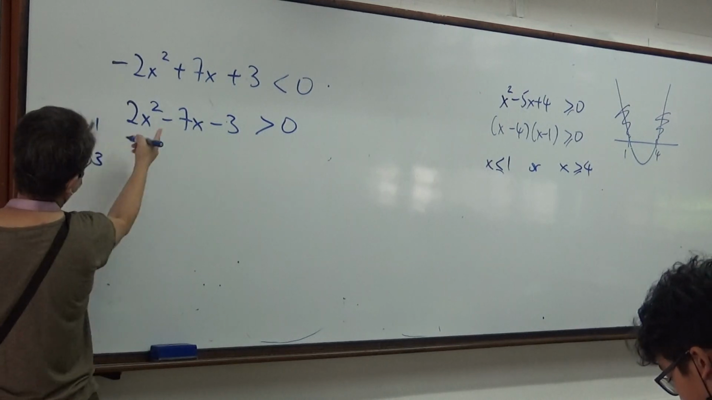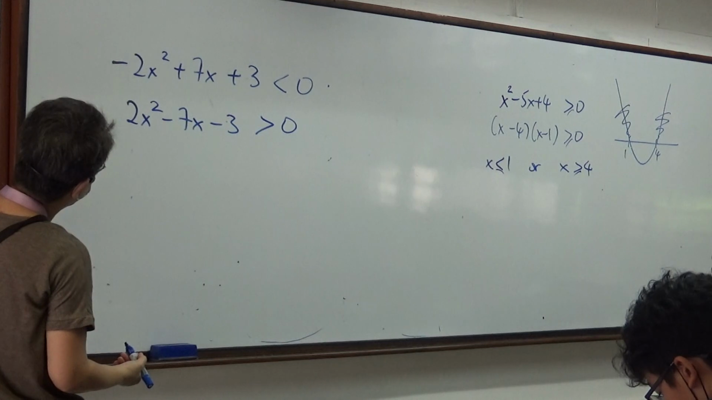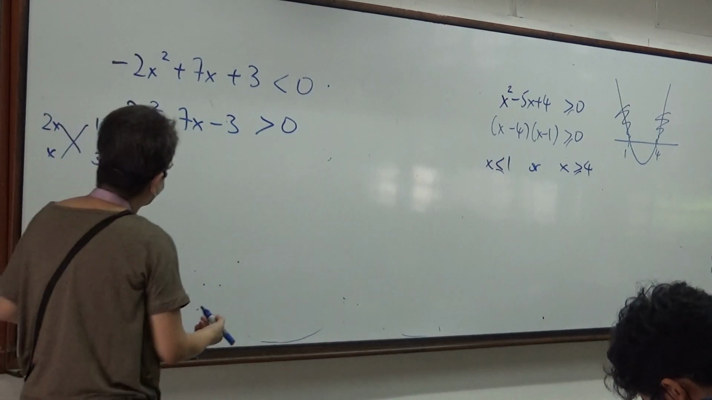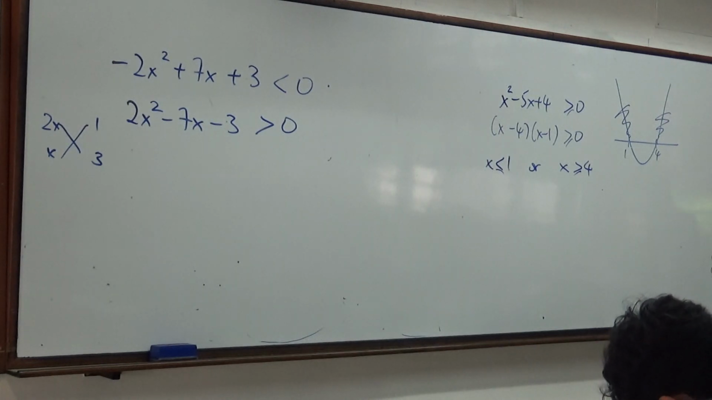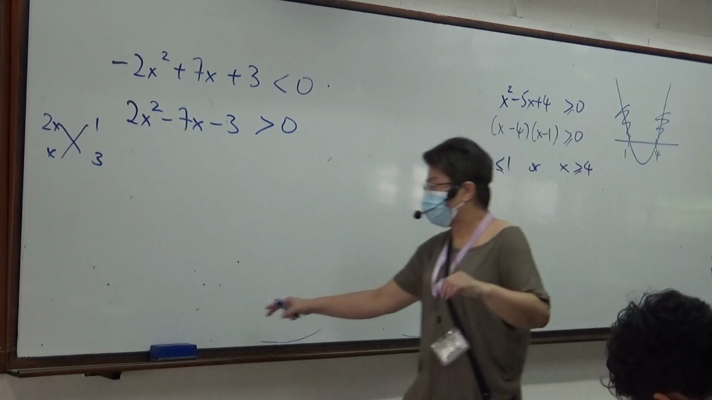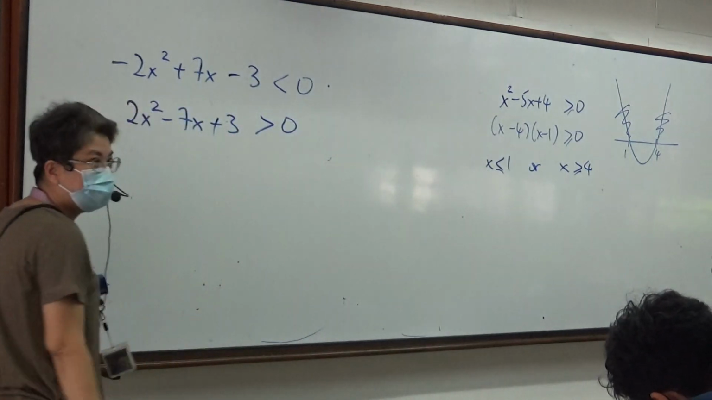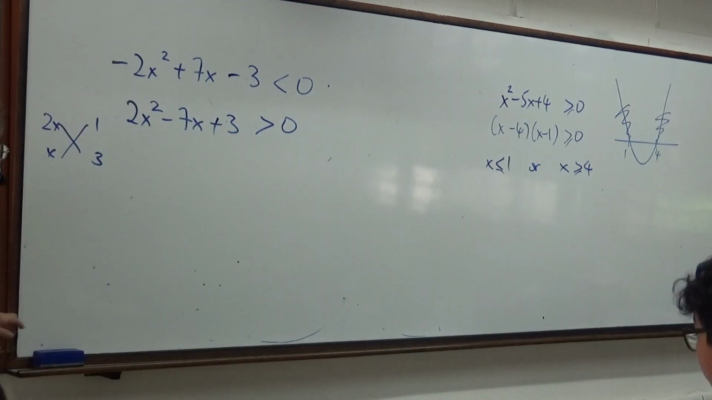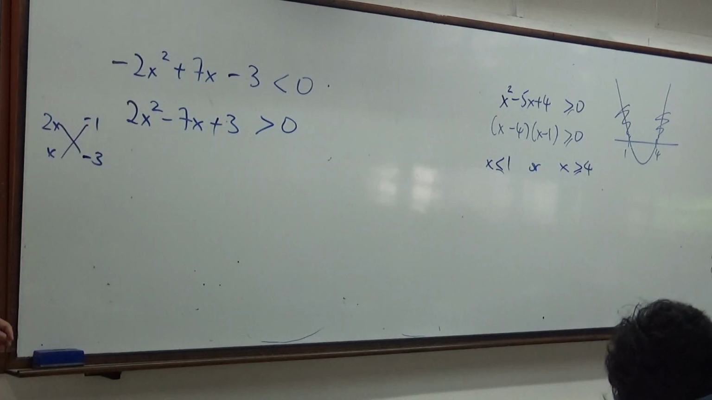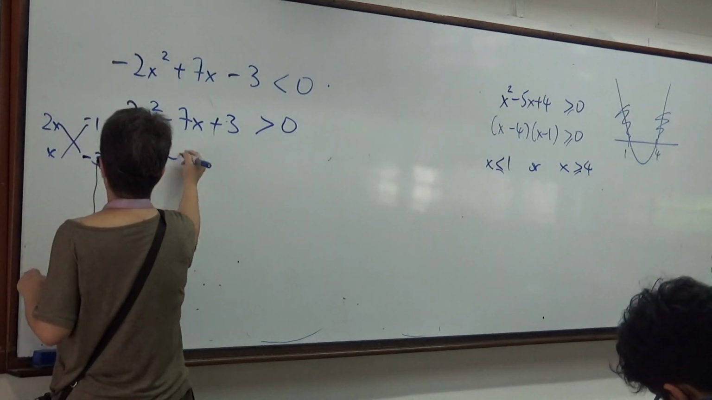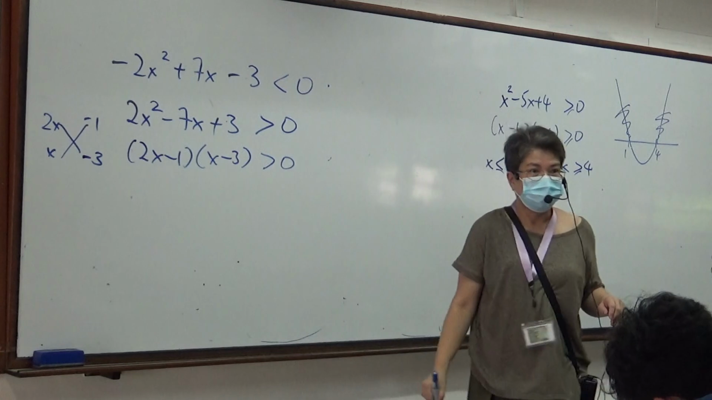2x and x, then 3, 1, right? It's a negative 7. Did I make a mistake? Oh, wait. I wrote it wrongly. It's not a plus 3, it's a minus 3. This is a minus 3, so this one will not be plus. Everybody okay? So I will get a negative here, right? So this is (2x - 1)(x - 3) > 0.